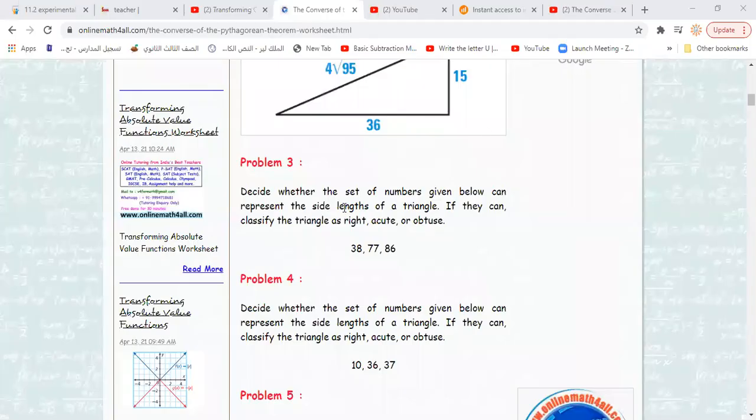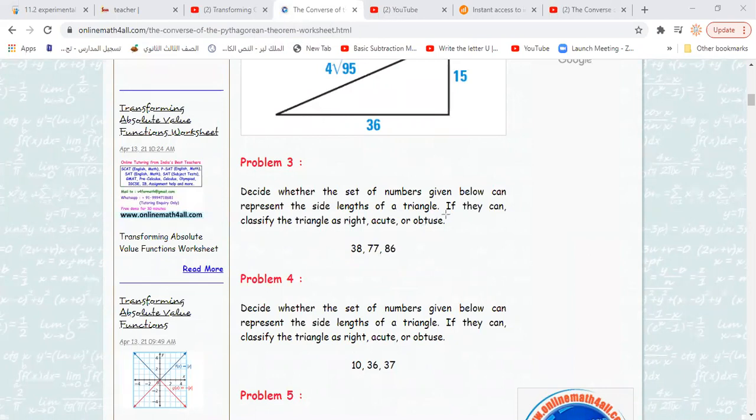We have to decide whether this set of numbers can represent a triangle or not. Is there anyone who can tell me how we can do something like this? Miss, is it problem 3 or 4? Problem 3. Miss, can I answer? Okay. Yes, please, Lujaina.